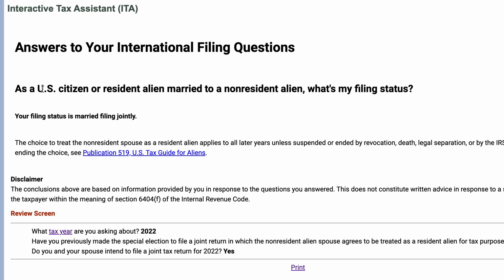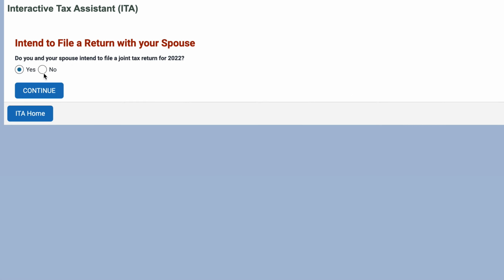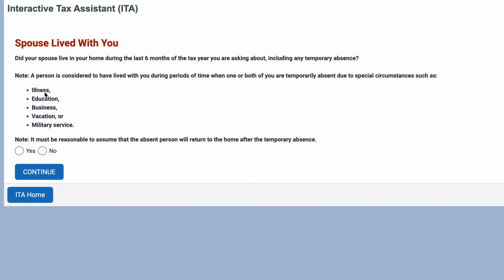In this case, your tax filing status would be married filing jointly because you've already made that declaration and that applies for all later years unless it's suspended or unless it's ended either through revocation, where you take that decision back, a death, a legal separation, or by the IRS. So let's select no if you don't intend to file a joint tax return.